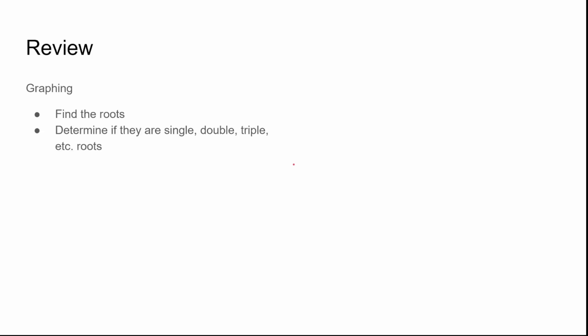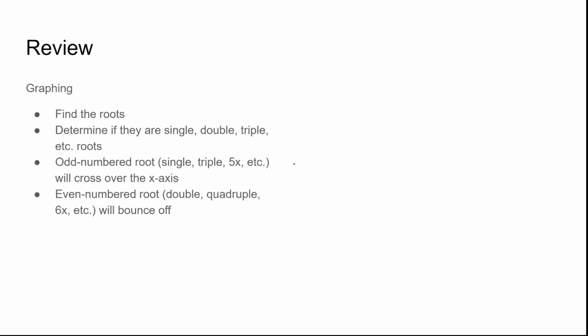So now we're going to review graphing really quickly. The first thing we're always going to do is find the roots. And then after we find the roots, we're going to determine if they're single, double, triple, etc., right? And we note that an odd number root, for example, a single root, a triple root, a quintuple root, is going to just cross over the x-axis. And we'll see that visually here in a second. An even number root, for example, a double root, a quadruple root, is going to bounce off.